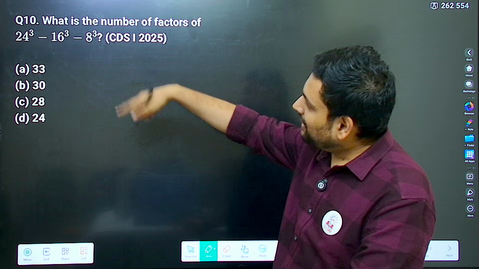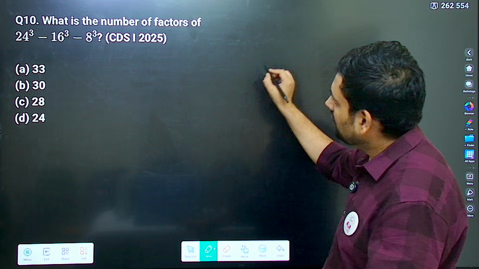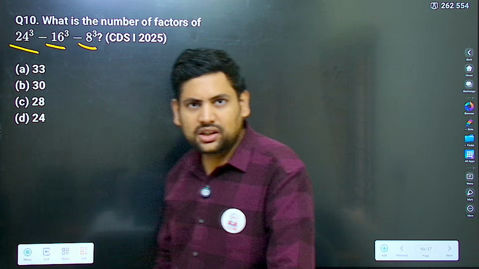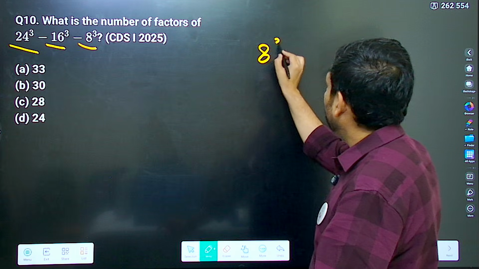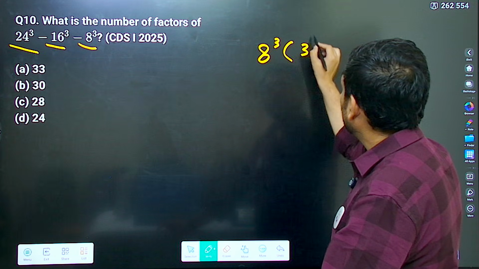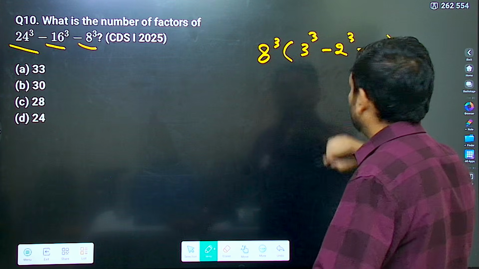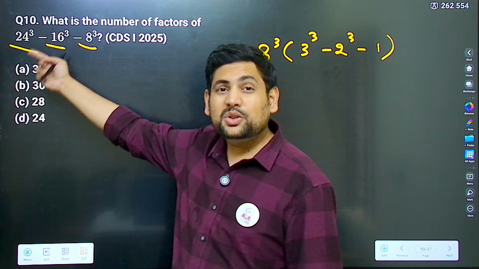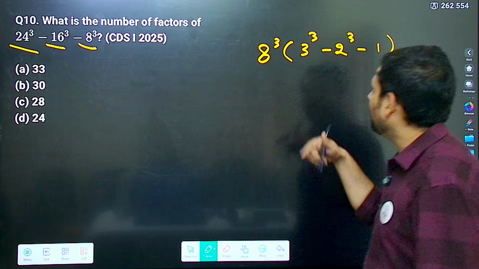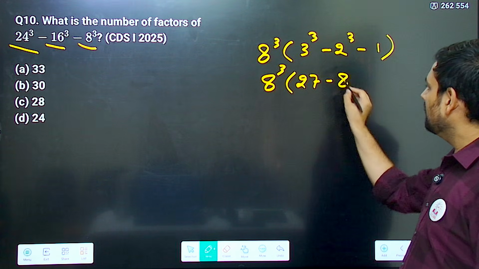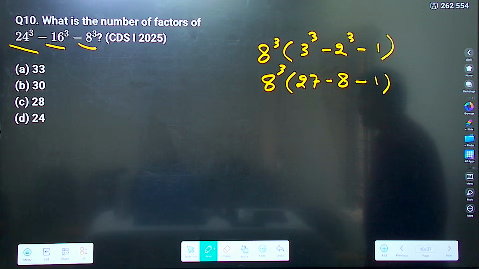So 24 power 3 is equivalent to what? From all of them, I can very clearly see 8 power 3 being common. So I take 8 power 3 common. Then what remains? 3 power 3, minus 2 power 3, minus 1. Correct? Because this was 2 into 8, this was 3 into 8. Now 8 cube: 3 cube is 27, minus 2 cube is 8, and minus 1.